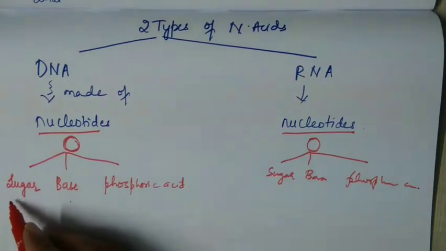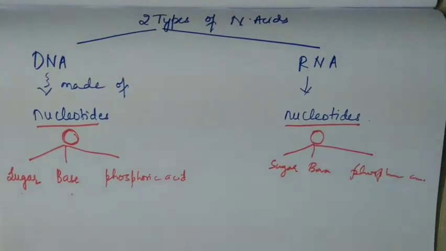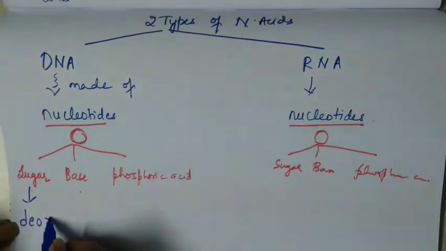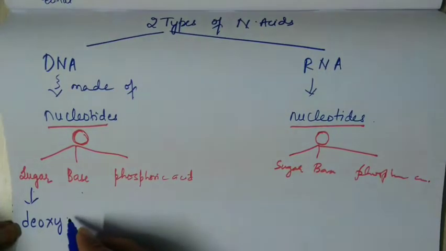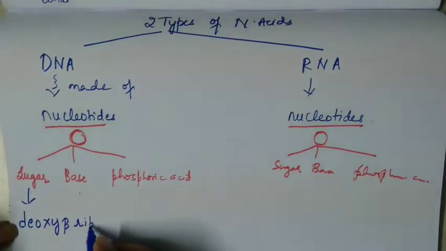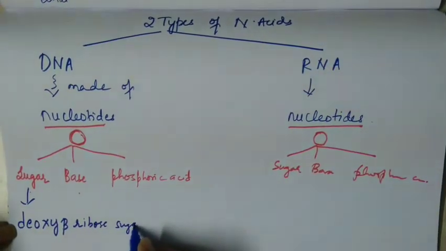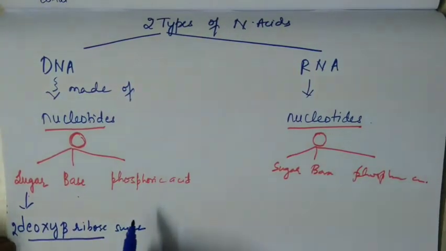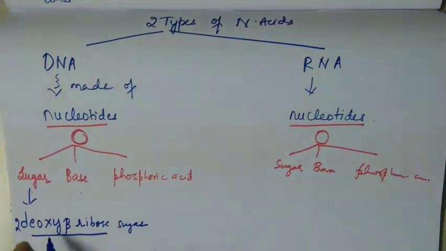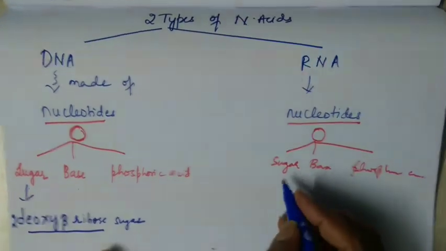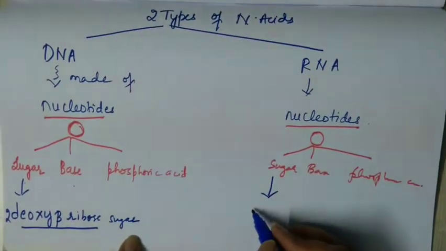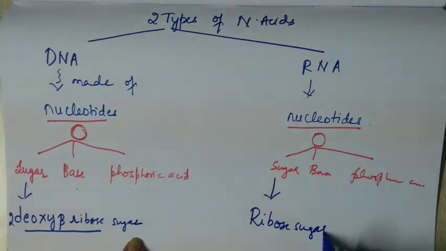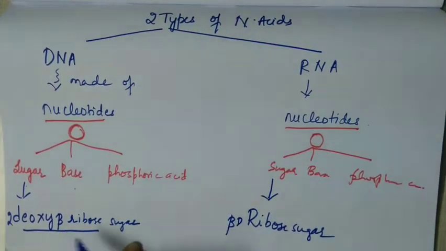So which is the sugar present in DNA? The sugar present in DNA is called deoxy beta ribose sugar. So which is the sugar present in DNA? It is 2-deoxy beta ribose sugar, or you can call it 2-deoxy ribose sugar. And which is the sugar present in RNA? It is ribose sugar. And what is the nature of the sugar? It is beta D.